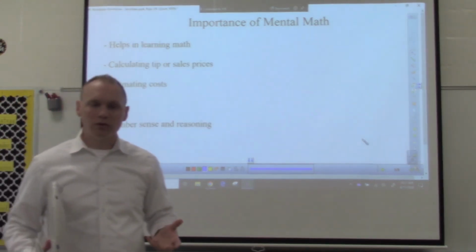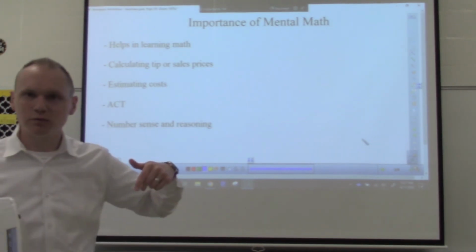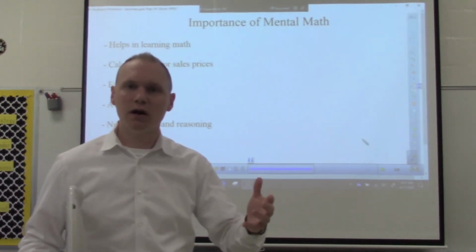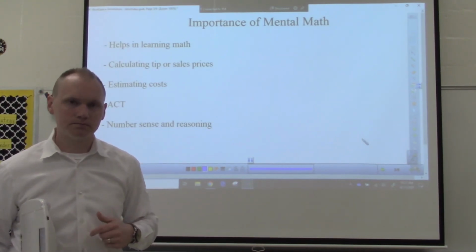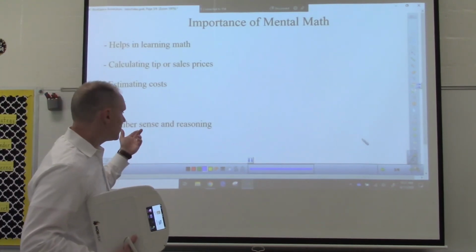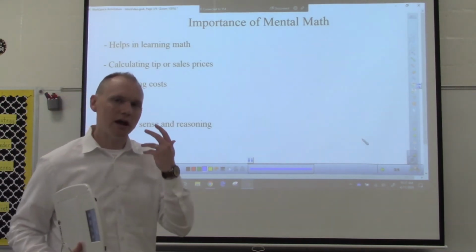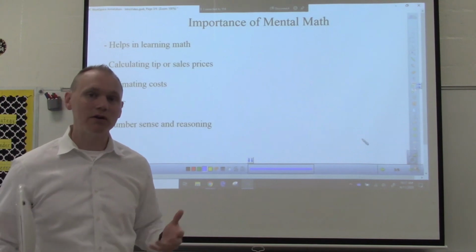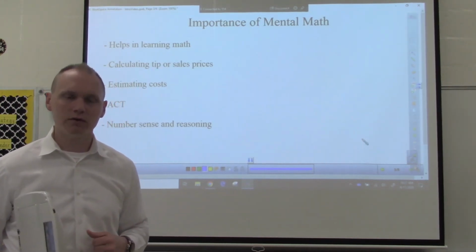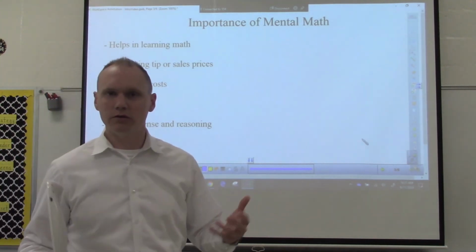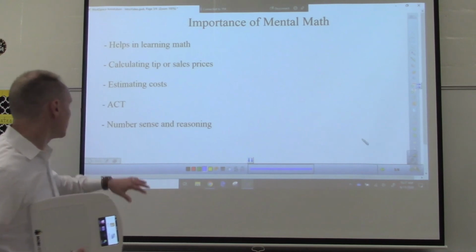Secondly, it's also good for when you go out into the real world. Let's say you go to calculate tip or sales price. Something's 20% off. Quickly estimating about how much that's going to be. Also, estimating costs. Let's say you check out at a store with 6 items. You have a ballpark in your head about how much that should be by estimating with the various values involved. And if it's different than that, then you know there's a problem and you need to ask the cashier a question about that.